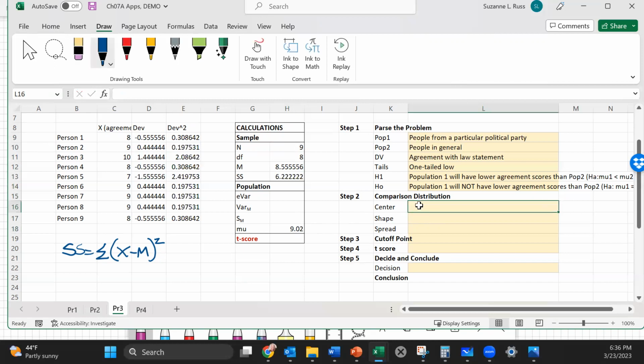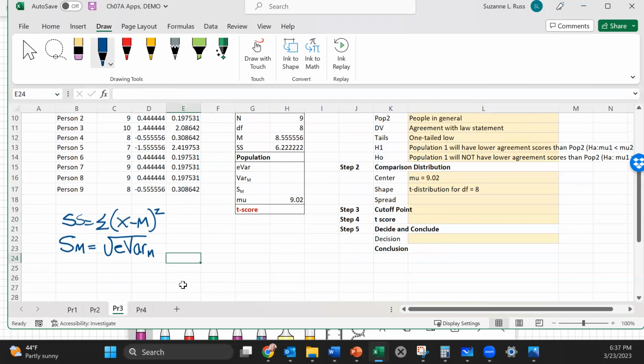And I can write that here, mu equals 9.02. The shape of this distribution is going to be the t-distribution for degrees of freedom equals 8. The spread is going to be SM, and the standard deviation for the distribution of means SM is just equal to the square root of the estimated variance for the distribution of means.